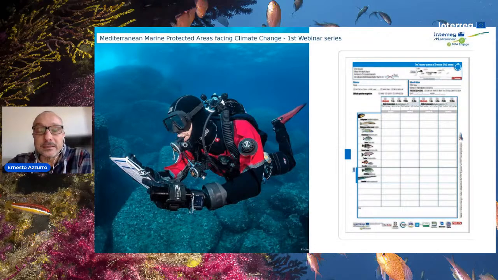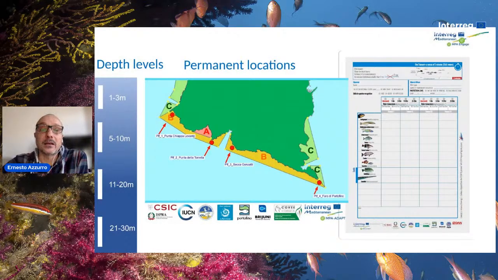And here on the right, you can see the underwater board we use to collect data underwater. Each participant, MPA, institution or researcher, was asked to select at least three permanent monitoring locations, where to perform the censuses every year and along four different depth layers. Collaborators can, however, decide to survey only one depth layer, for example the surface by snorkeling, and this can be quite simple and cost-effective.